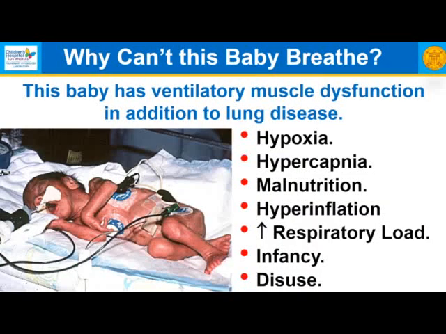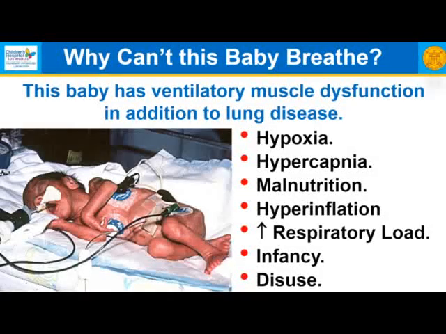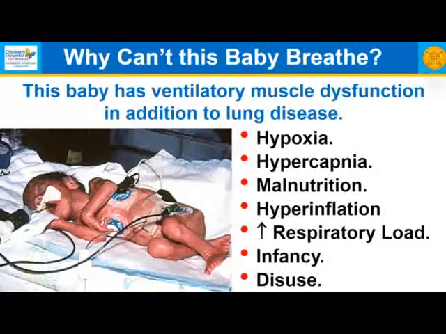This baby has ventilatory muscle dysfunction in addition to lung disease. This child is potentially hypoxic and hypercapnic, certainly malnourished. We can't nourish babies in the latter trimester of pregnancy as well as the mom can in the uterus. BPD is often associated with hyperinflation. There's clearly an increased respiratory load. Infancy we'll talk about today, and oftentimes these babies have been on a ventilator for a while before a pulmonary consult is obtained, so they also have changes of disuse.